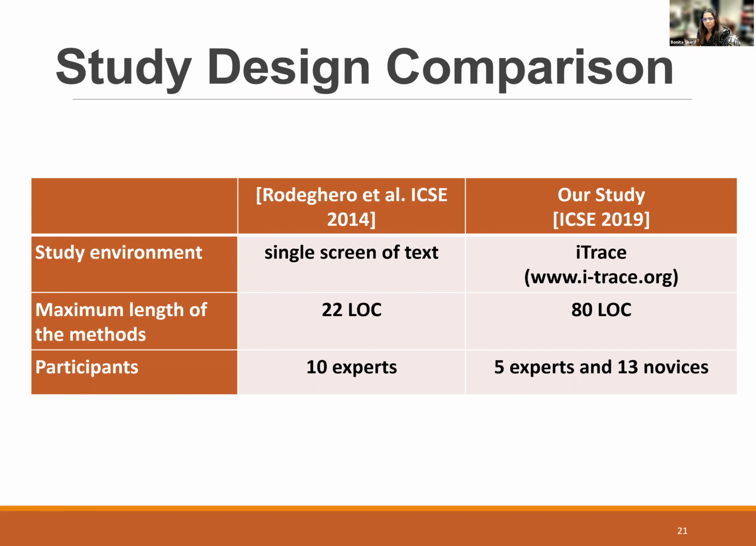Basically, they gave people methods that fit on a screen and asked them to summarize the methods. The max length of methods was 22 lines of code. They used 10 experts. In our study in 2019, we used iTrace because now we could show longer methods right within the IDE. We used Eclipse for this study, and we basically found different results.